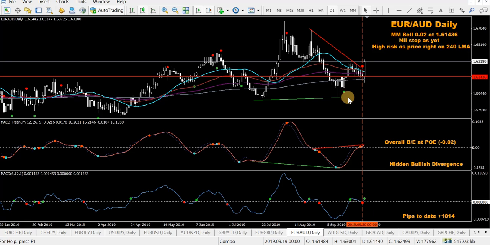Yeah, it's always going to be a high risk trade because price was right on the 240 LMA when I placed it, but it was a valid signal, so I took it anyway. Probably not the smartest thing I've done today, but yeah.